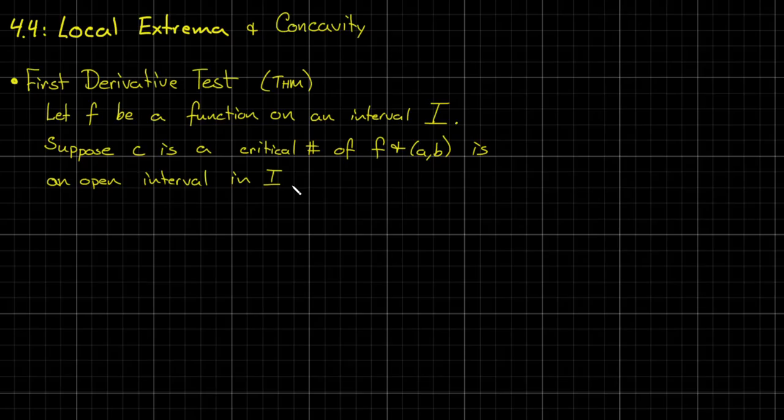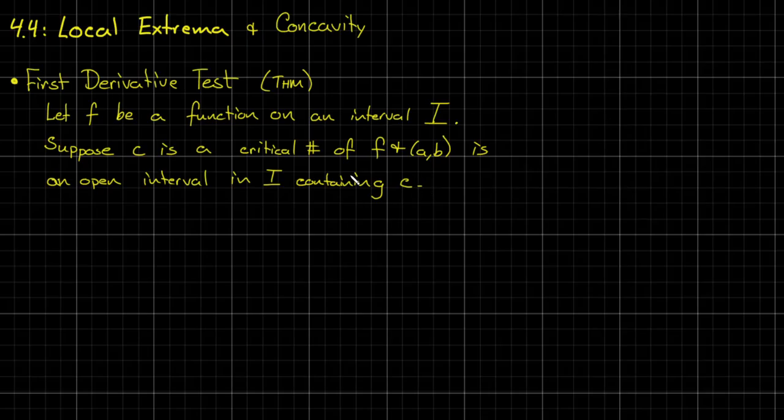Now the real language that we're going to use if we were doing this hardcore is we would call it a neighborhood, but I'm okay with just calling it some open interval. Here we go. We get some interval in I containing C. So C is between A and B in this bigger interval. We only get three possibilities.